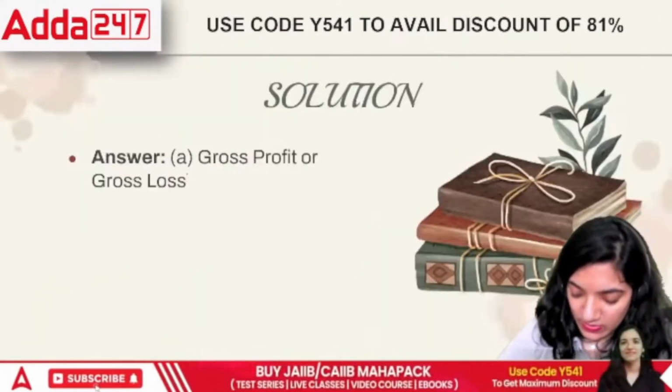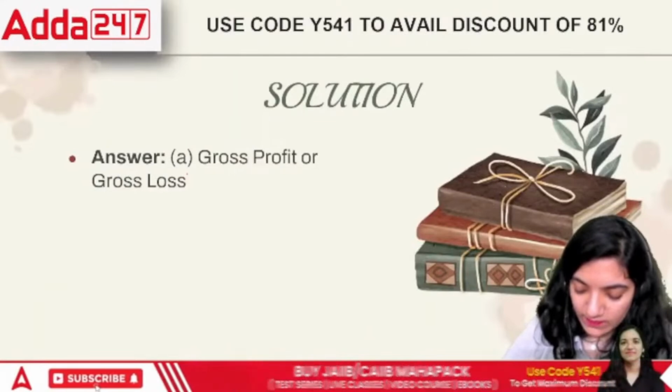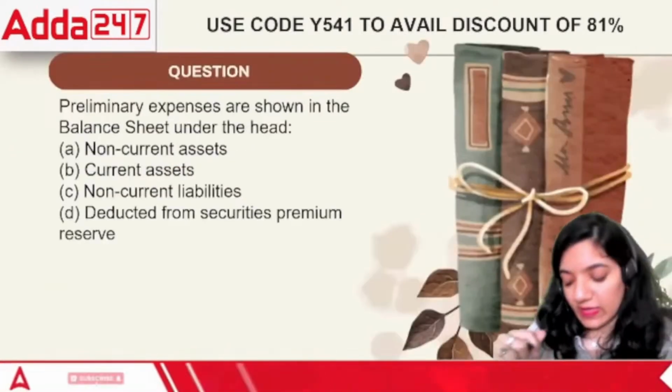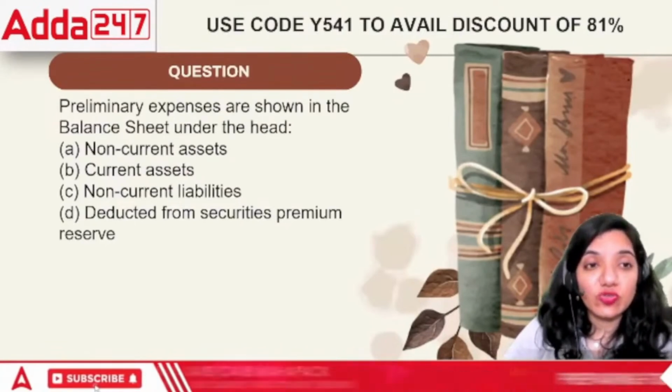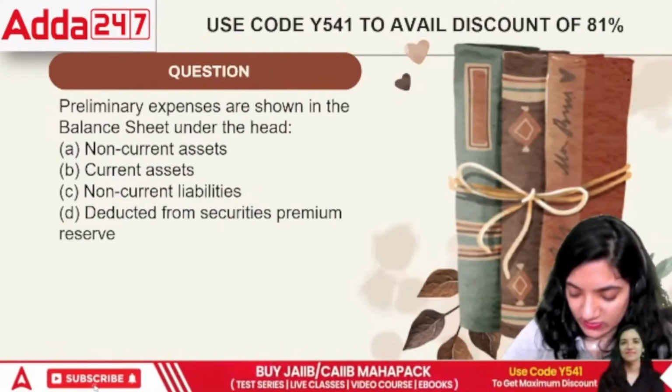The correct answer is GP or GL. Next point. Preliminary expenses are shown in the balance sheet as under.